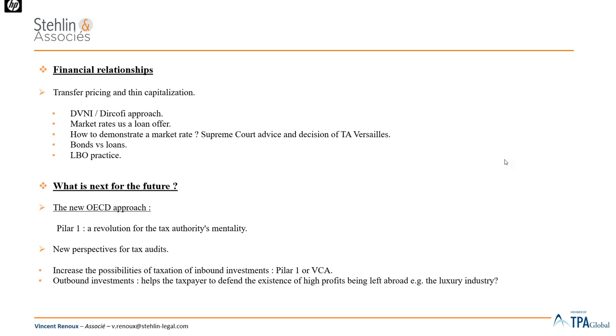What is next for the future? That's interesting. That's the new OECD approach. It's a sort of revolution for the French authorities, because using the TNMM approach, in particular for French groups, was in line with their idea that when you have a French group, everything derives from France, and you have to leave very limited profits abroad. And everything has to go back to France because France is the source of everything.